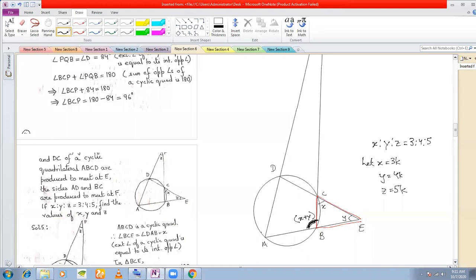Sir, can you repeat once? If you look at the red triangle, you have X and Y as two interior opposite angles. To which exterior angle? This angle that I have marked in black. This is the exterior angle of this red triangle. And what are the two interior opposite angles? X and Y. So this angle must be equal to X plus Y, because you know that in a triangle, the exterior angle is equal to the sum of two interior opposite angles.